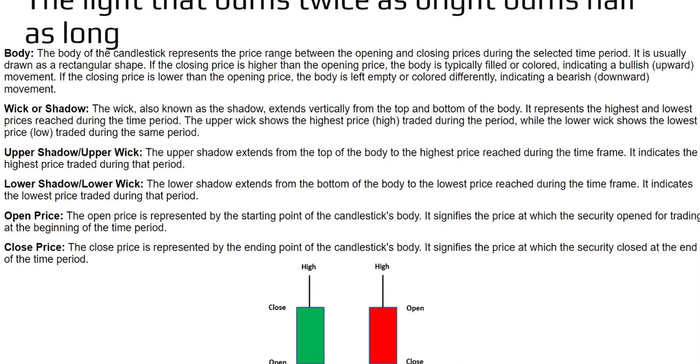Now, the body is the actual price range from the opening of that candle to the close during the selected time of your time frame. So, if you're on a minute, that candle's got a minute life, right? 30 seconds to half life, continue on. After that next 30 seconds, you get the next candle, right?